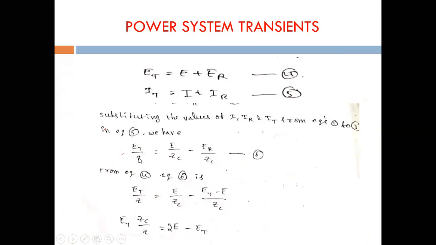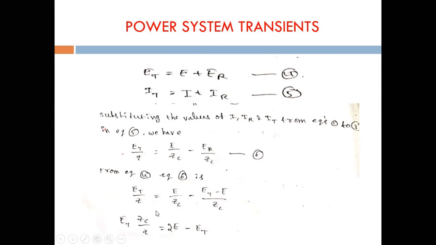That is, ET by Z is equal to E by ZC minus ER by ZC. This is equation number 6. Then we substitute the ER value from equation number 4, where ER is equal to ET minus E. So ET by Z is equal to E by ZC minus (ET minus E) by ZC.